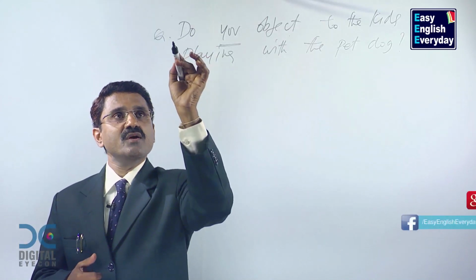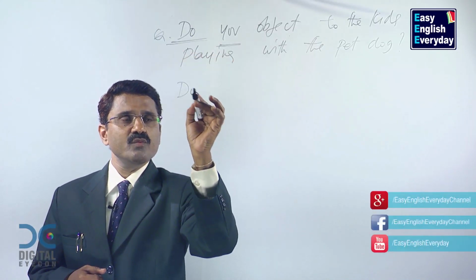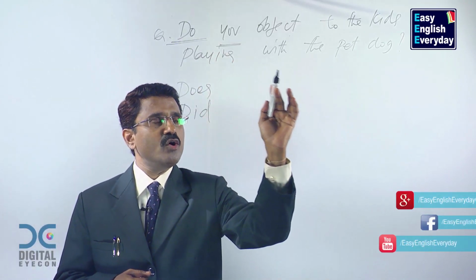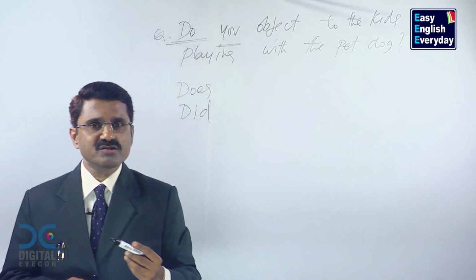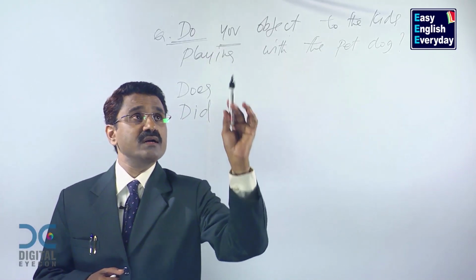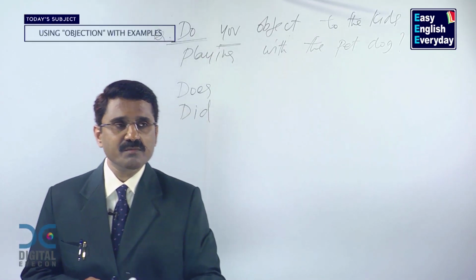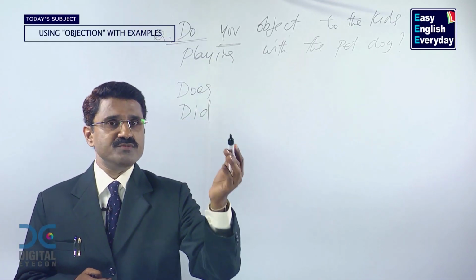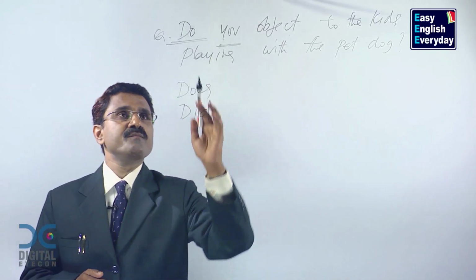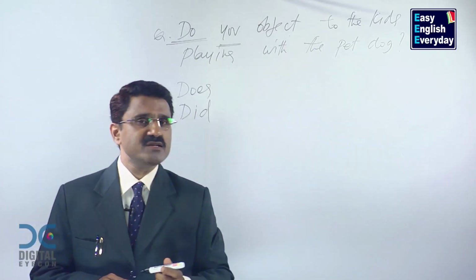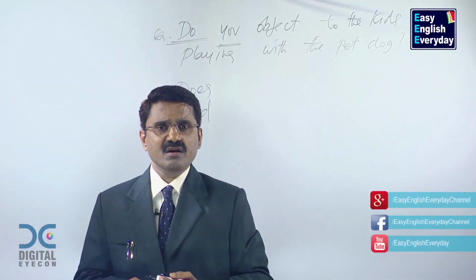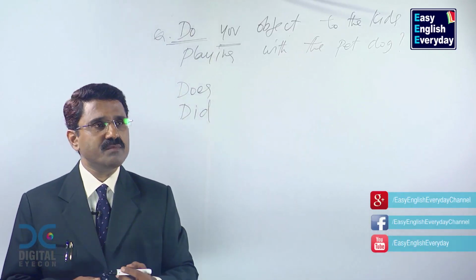This is question. Now the same question we can use it with does and did. Does mother object to the kids playing with the pet dog? Did mother object to the kids playing with the pet dog? Will you object? Should I object? You can use it with modal auxiliaries also. Will you object to the kids playing with the pet dog? Yes, I will object to the kids playing with the pet dog. No, I won't object to the kids playing with the pet dog.